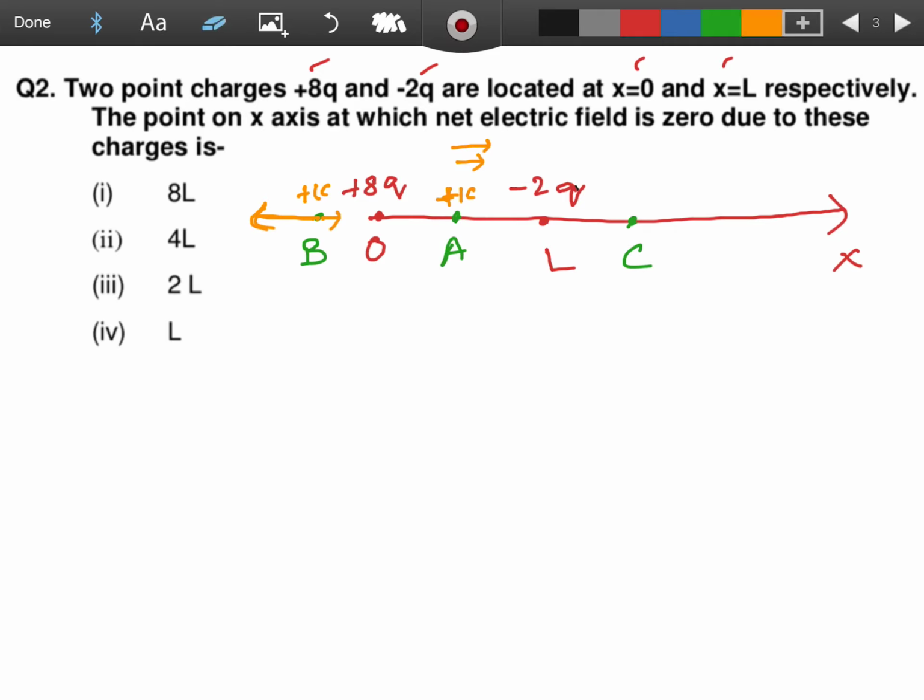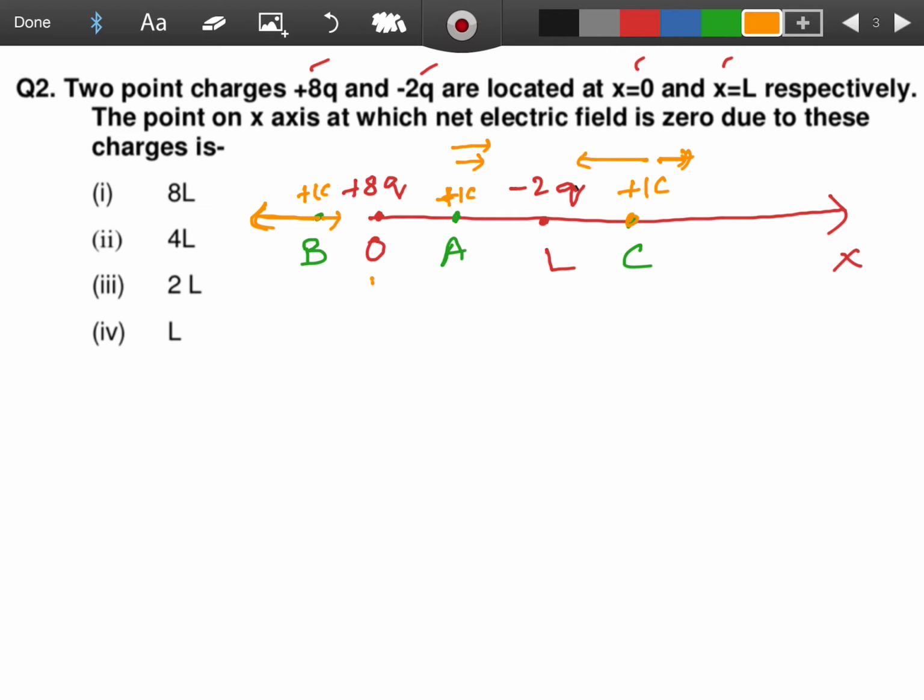And now we are left with only location C. At location C, if you keep a unit positive charge, what is happening is plus 8q is repelling it, and minus 2q is attracting it.